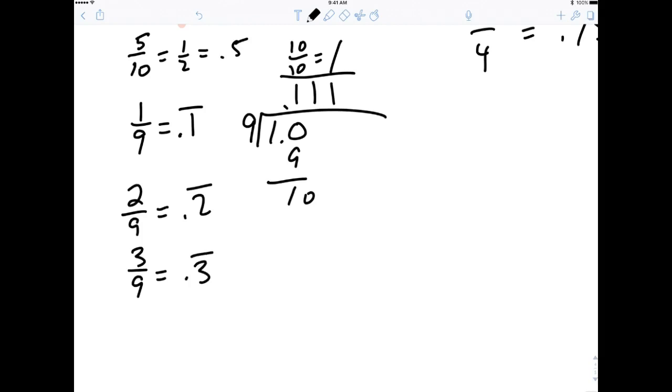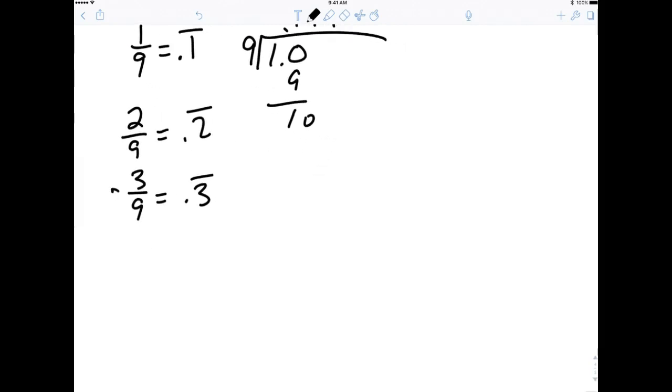See, math is a bunch of patterns. Now, 3/9, of course, reduces to what? To 1/3. So sometimes it's hidden. 3/9 reduces to 1/3. 1/3 is 0.3 repeated. Now, what is 4/9? Yes, 0.4 repeated. See, it's a pattern.